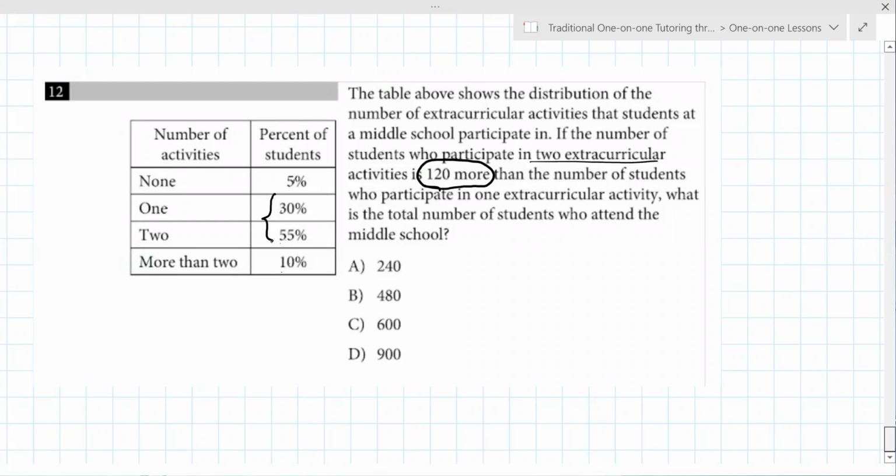Yeah, and so it's okay to put stuff in terms of things you already know. So this one's a little wonky. We do have to go to the answer space to do this. These numbers right down here are the total number of students who attend the school, and we're going to pick 600. If the total is 600, that means, for example, more than two would be 60 students. How did I come up with 60 students using 10% and 600?